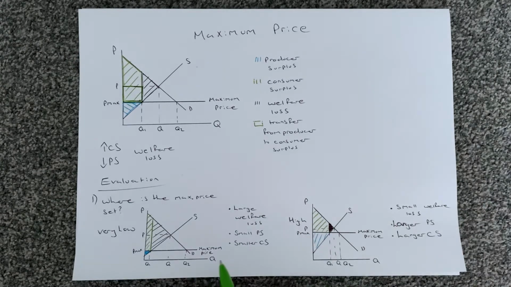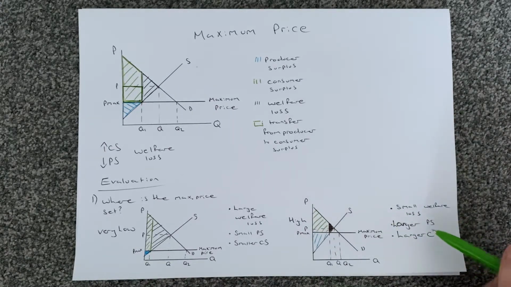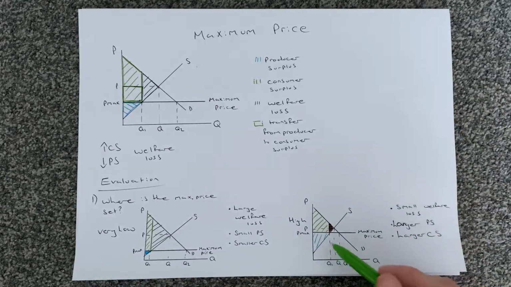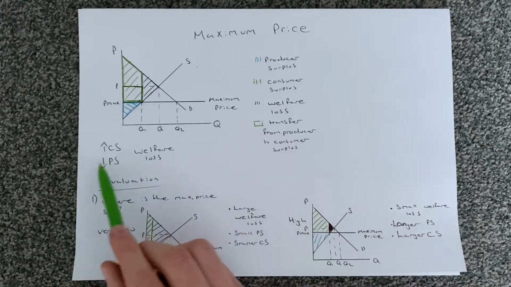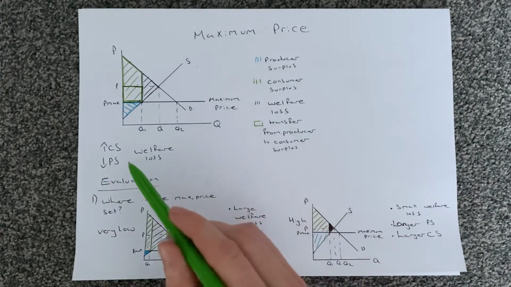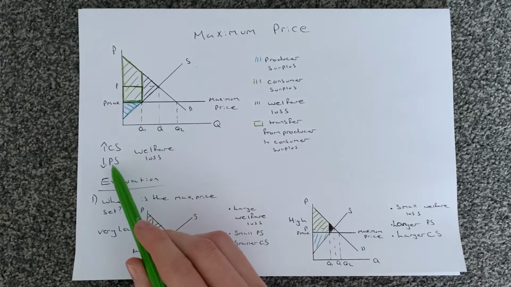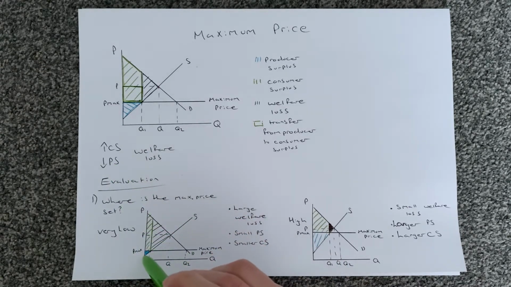When we look at the producer surplus, we can see if the maximum price is particularly low, we'll only have a very small producer surplus, whereas the producer surplus would be a lot larger in comparison if it was high. Obviously, it's really important to remember here that the producer surplus has decreased, but to what extent it decreases depends clearly on where the maximum price is.